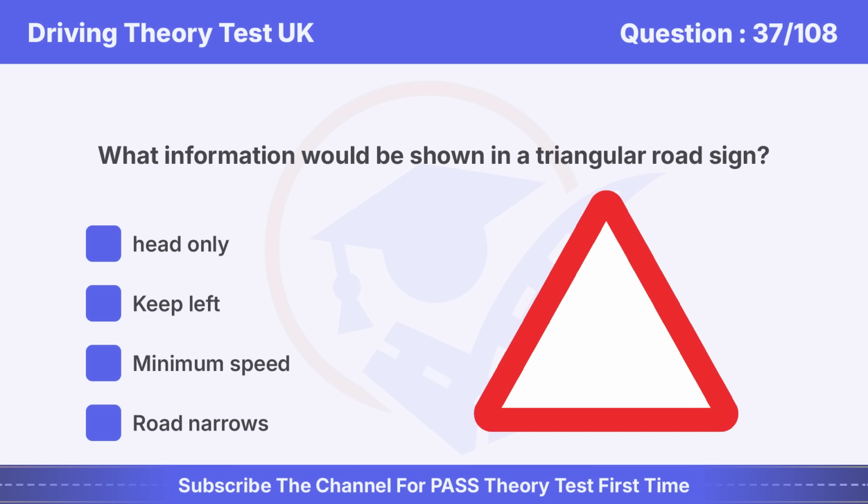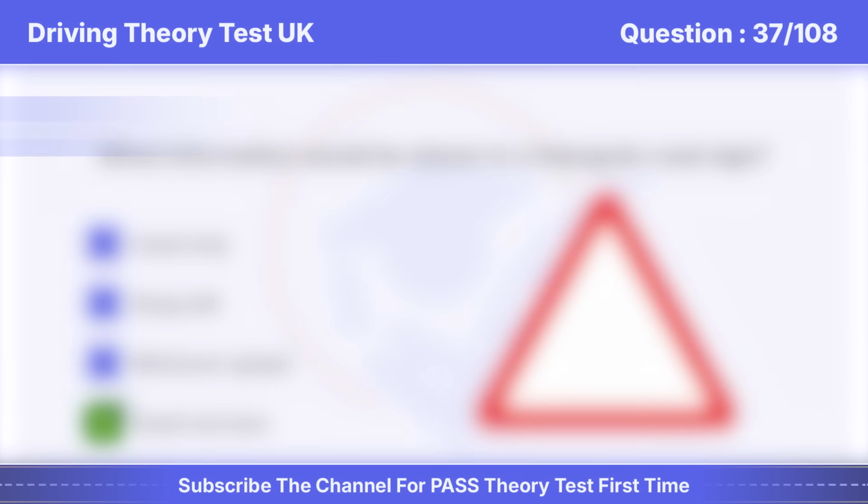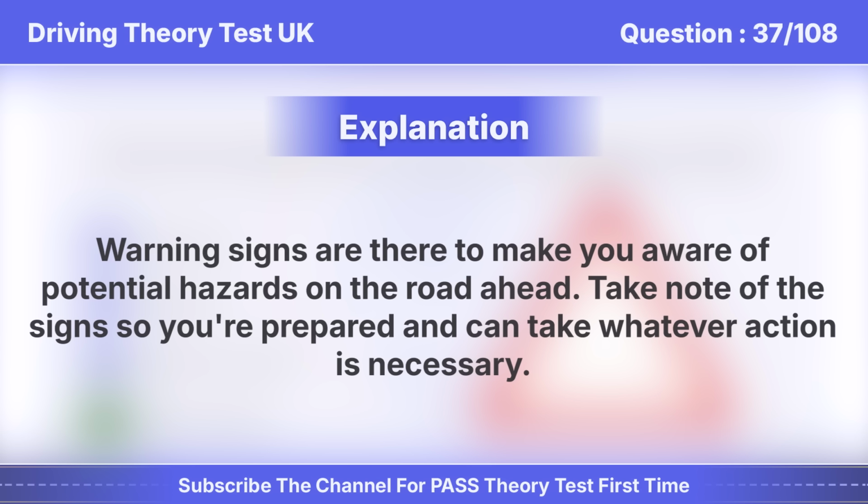Question 37. What information would be shown in a triangular road sign? Answer is D. Road narrows. Warning signs are there to make you aware of potential hazards on the road ahead. Take note of the signs so you're prepared and can take whatever action is necessary.